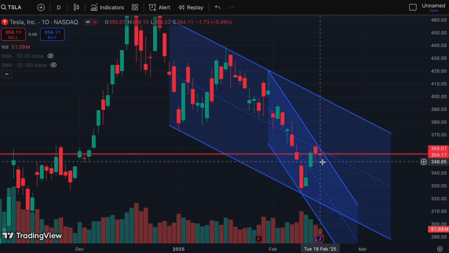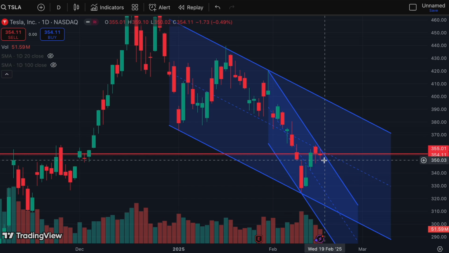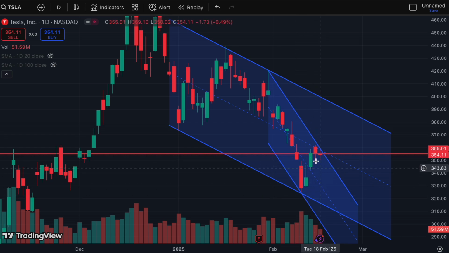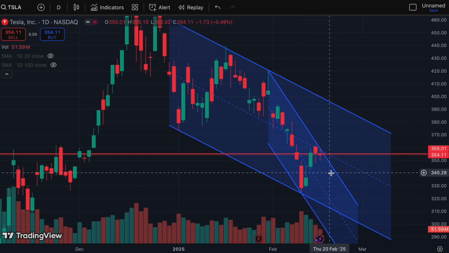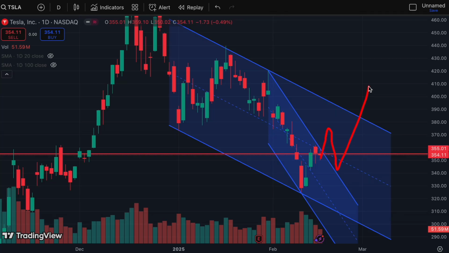Now, tomorrow, which is February 19th, if we manage to open above or break out of this level at 355, we would have broken this descending channel. Now, if we break out of this smaller short-term structure, descending channels are technically bullish because the idea is that you will eventually break out of them, maybe come back for a retest, and then continue to move higher. That's the idea of it.